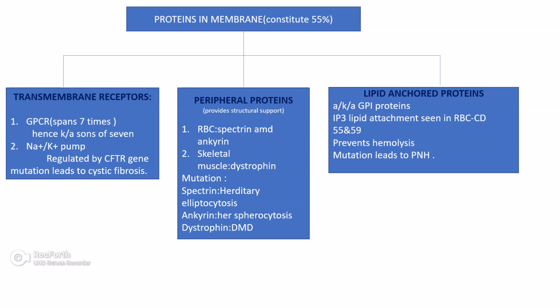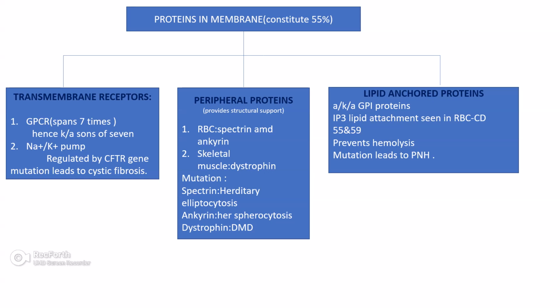What are transmembrane proteins? They are present through the membrane. Examples are GPCR and sodium potassium pump. GPCR spans 7 times and hence is known as son of 7. Under GPCR only, we have cyclic AMP and cyclic GMP mediated hormones. Sodium potassium pump is an ion channel. It is regulated by CFTR gene, which regulates the opening of chloride channel. Defect in this leads to cystic fibrosis.